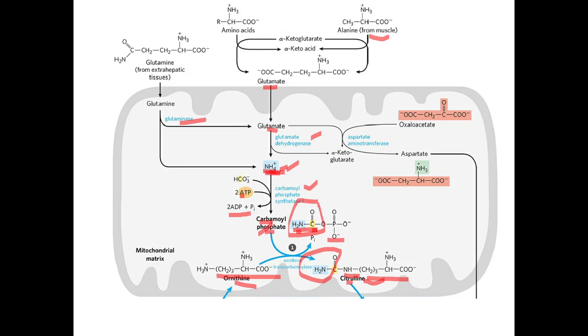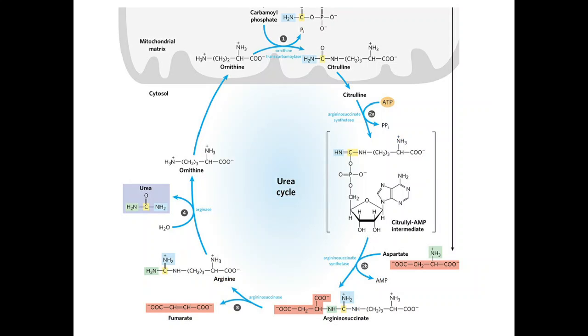Now we want to come outside the mitochondria of the liver cell. The citrulline is entering into the cytosolic portion, so next we will go to the cytosol. This was the mitochondrial matrix, and now it is the cytosol. From the mitochondrial matrix, the citrulline travels to the cytosol.